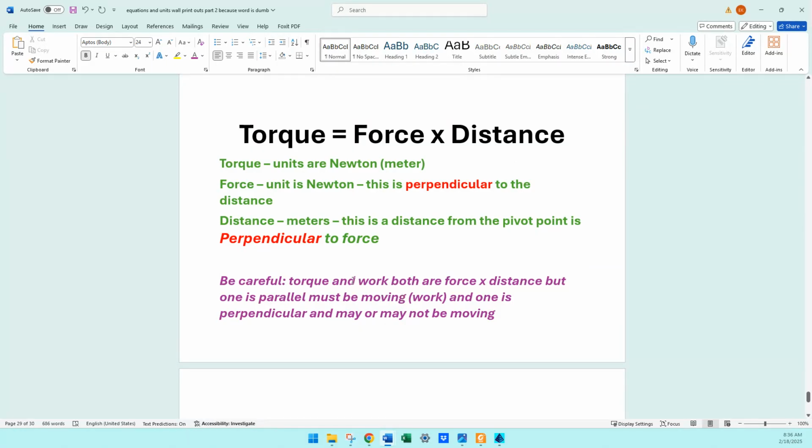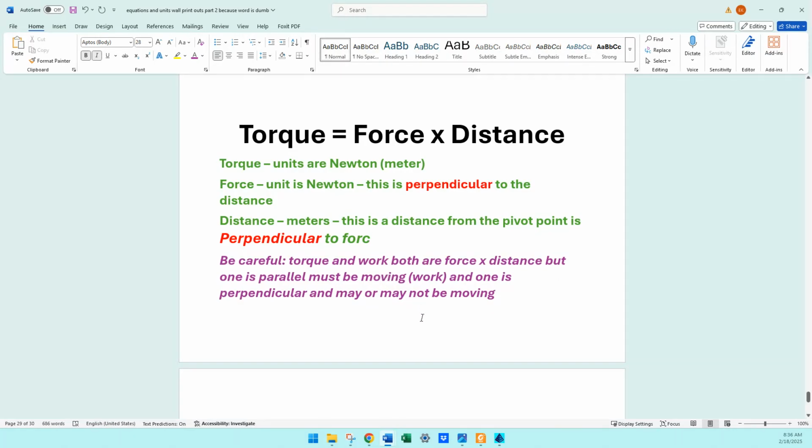With work, it has to be moving. And it may or may not be moving when we're dealing with torque.